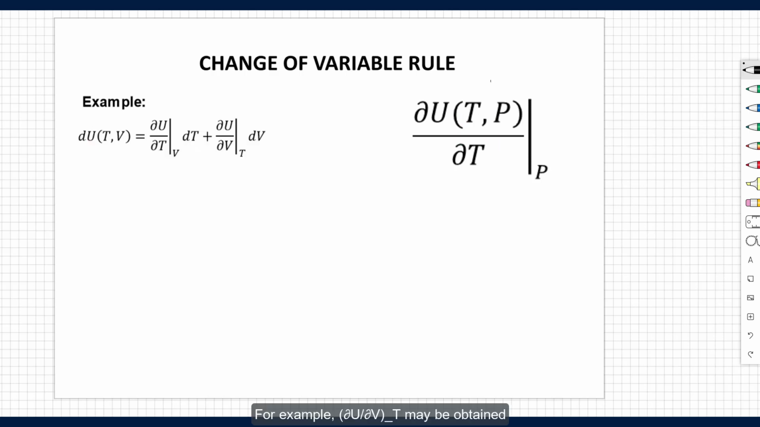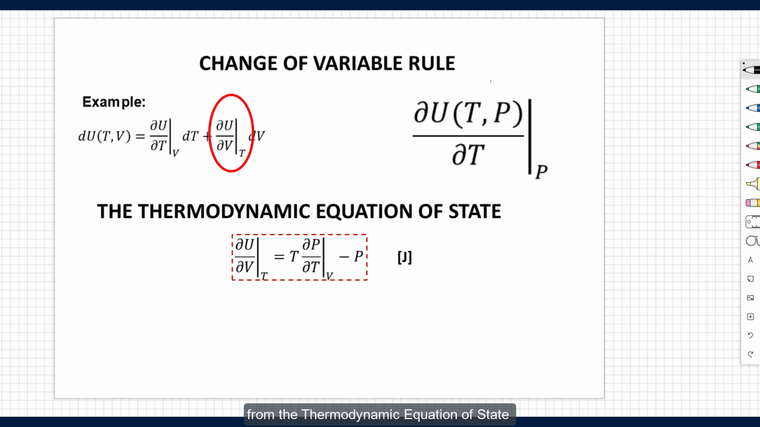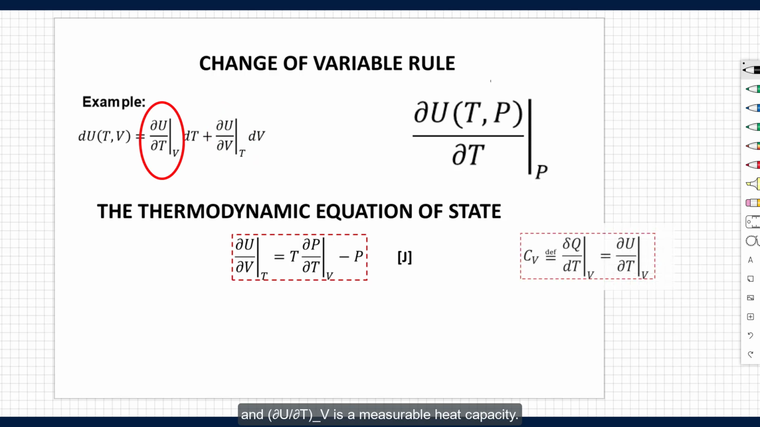For example, the differential of the internal energy over the volume at constant temperature might be obtained from the thermodynamic equation of state, and the differential of internal energy over temperature at constant volume is a measurable heat capacity. Under the assumption of no change in composition, the internal energy is here a function of temperature and volume.